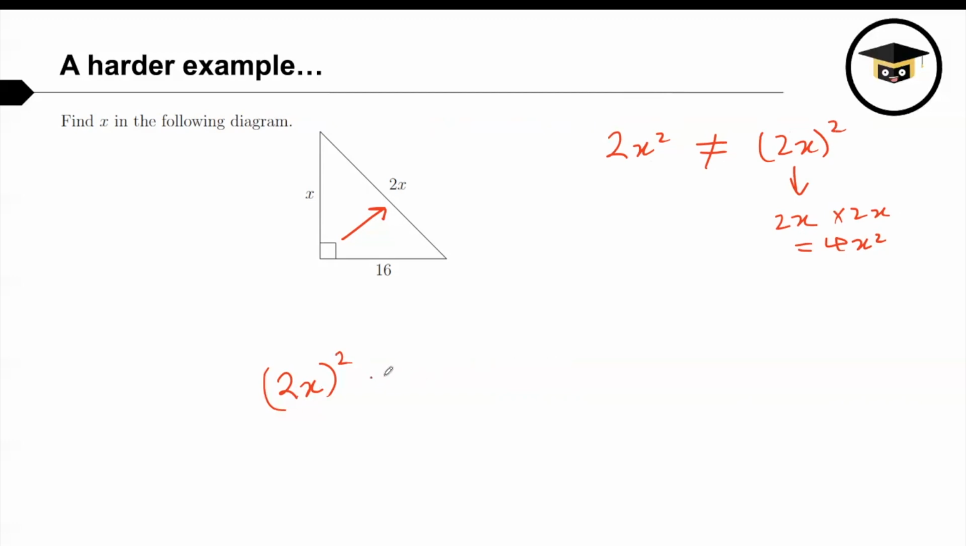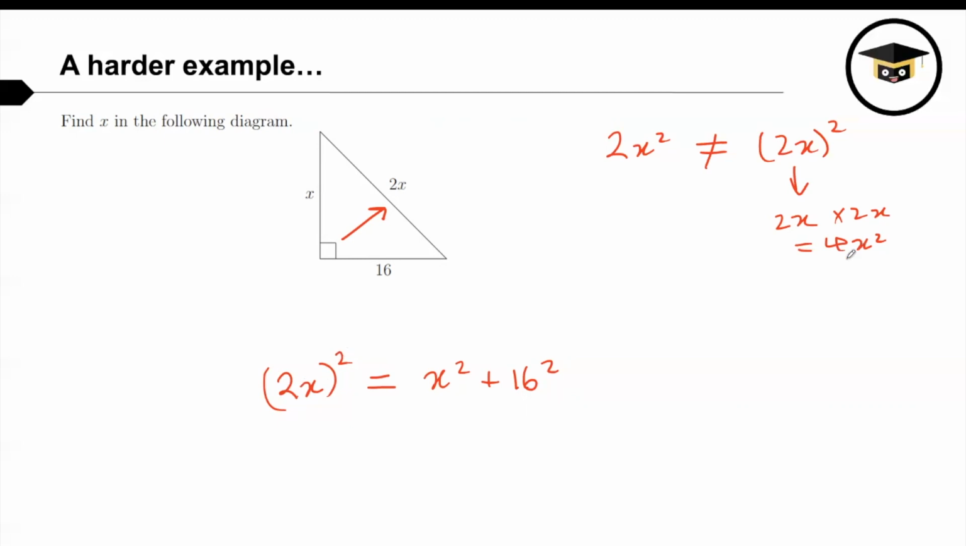So we have (2x) all squared is equal to, now we square the first short side, so that would be just x squared, and then we square the second short side, which is going to be 16 squared. So now it just becomes an algebra game.